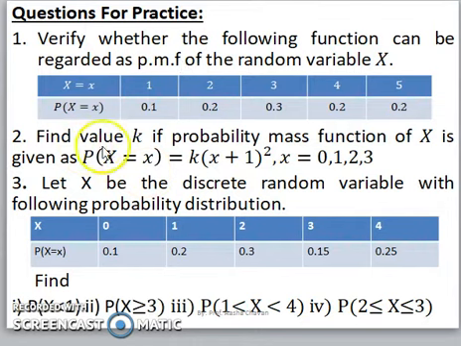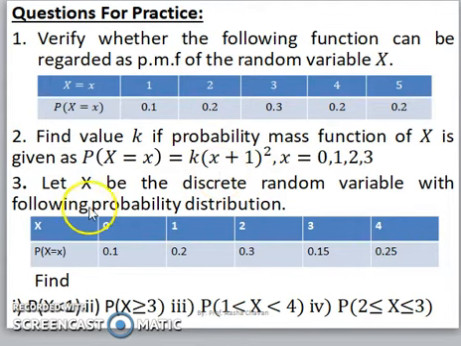Now, the next question is: find the value of k if the probability mass function of x is given as probability of x equal to small x equals k into (x plus 1) the whole squared, for x equal to 0, 1, 2, 3. Here first we need to find the value of k. As they have said it is a PMF, we can directly use the property of the PMF, that the summation of probabilities is equal to 1. By using this property we'll find k. I hope you can solve this sum.